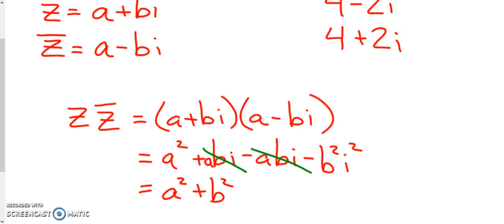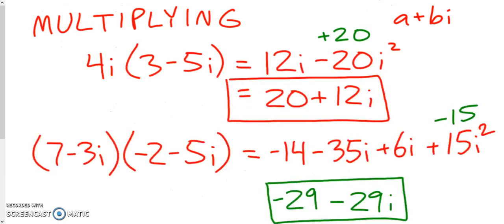And keep in mind, this only works if you multiply conjugates. If you multiply other stuff, you have to FOIL it. There's no shortcut there. Understood? All right. So that leads me into how you do division.